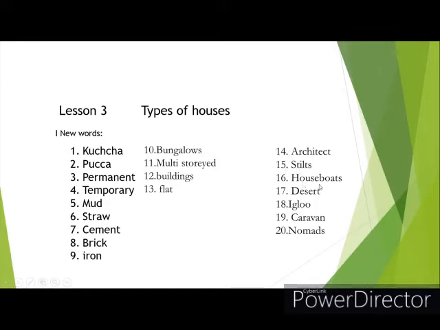Next is houseboat, H-O-U-S-E, house, B-O-A-T-S, boats, houseboats. And next is desert, D-E-S-E-R-T, desert. Then the 18th one, igloo, I-G-L-O-O, igloo. And the 19th one, caravan, C-A-R-A-V-A-N, caravan. Then nomads, N-O-M-A-D-S, nomads.